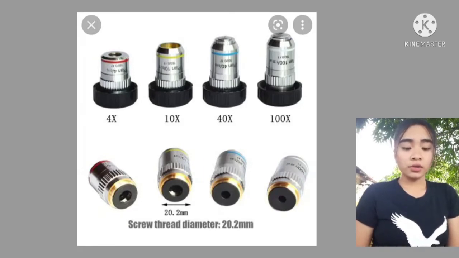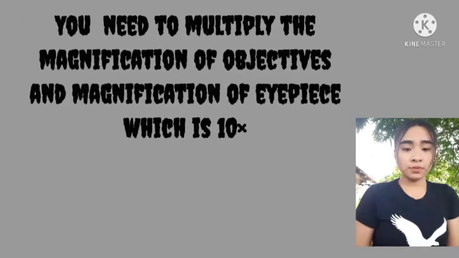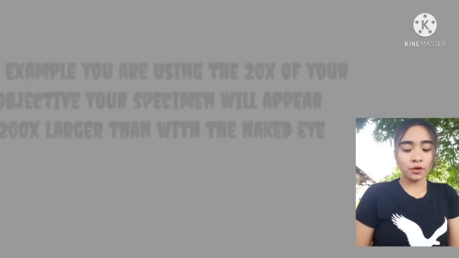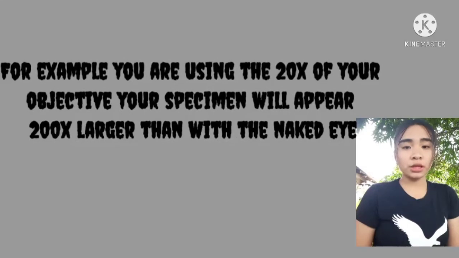In order to calculate the total magnification, you need to multiply the magnification of the objective by the magnification of the eyepiece, which is 10 times. For example, you are using the 20 times objective. Your specimen will appear 200 times larger than with the naked eye. That's how we record the observation.